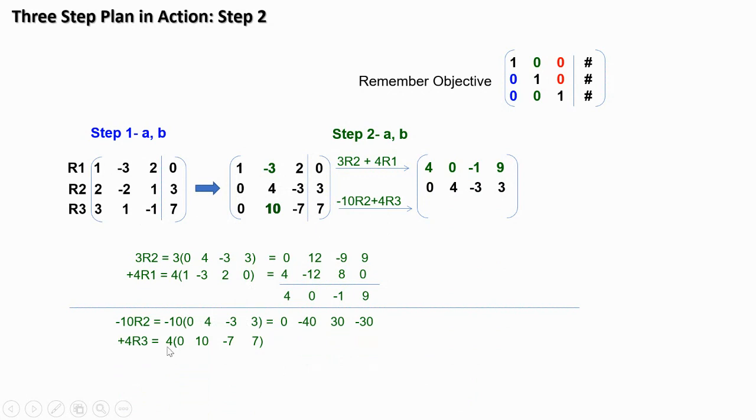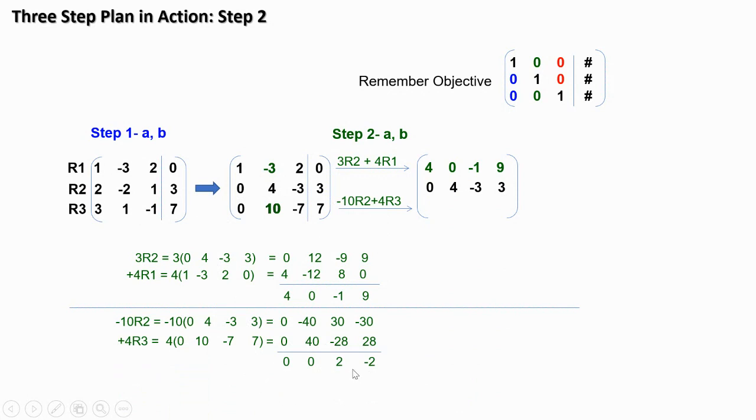Plus 4 row 3, I'm going to multiply 4 times row 3. There's my row 3. So that's why it's 0, 10, negative 7, 7. So if I distribute, this is what I get, 0, 40, negative 28, 28. Then when I add them, we get 0, 2, negative 2.